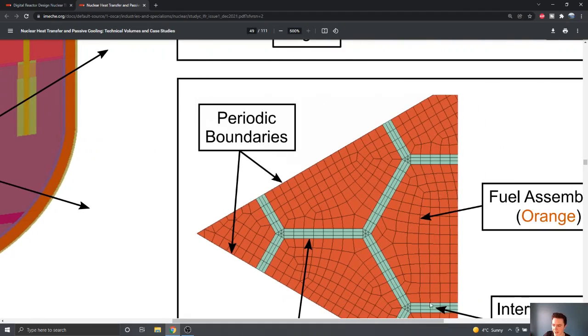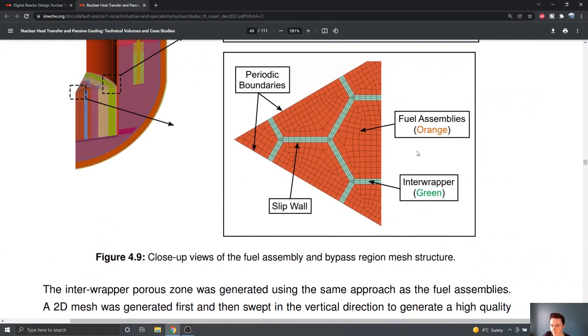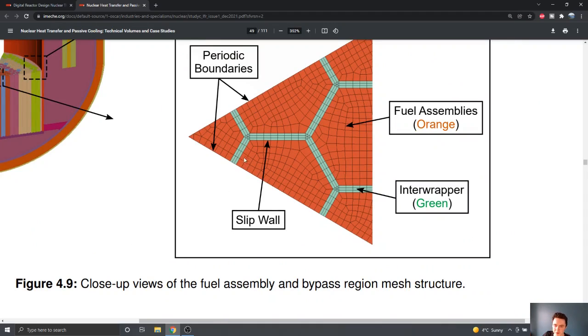And if we zoom in on the top of the mesh, what you can see is we've got the hexagonal fuel assembly porous regions. Remember, we're going to be having the pressure drop here, and this is also the heat source. This is where the heat source is coming into the model. And then we've got this thin region between the fuel assemblies, which is called the inter-wrapper region, and that's where we're going to have flow bypassing the fuel assemblies and coming up through the core.